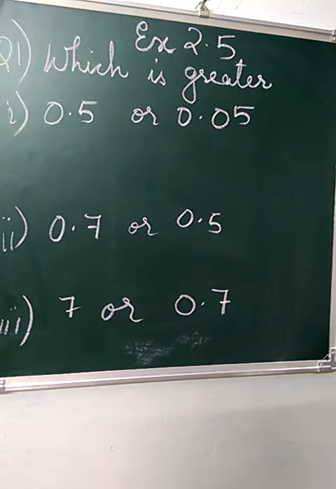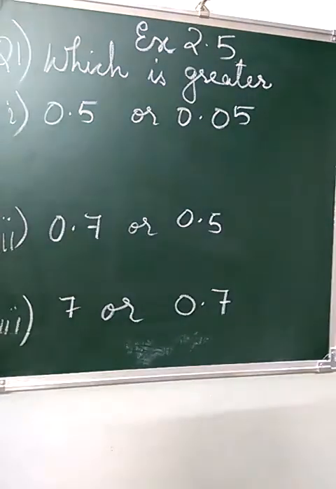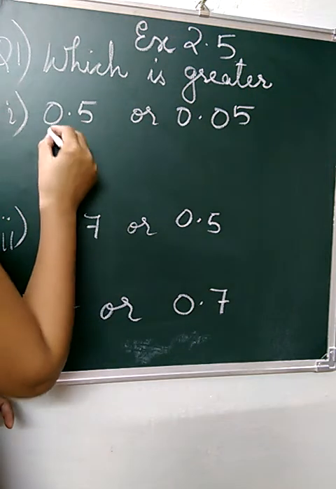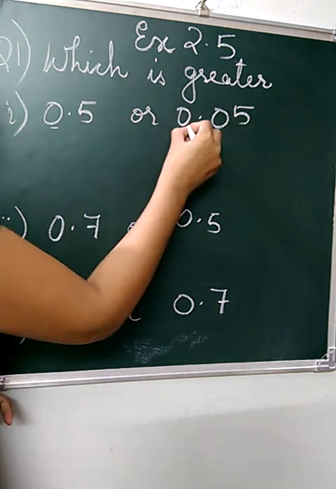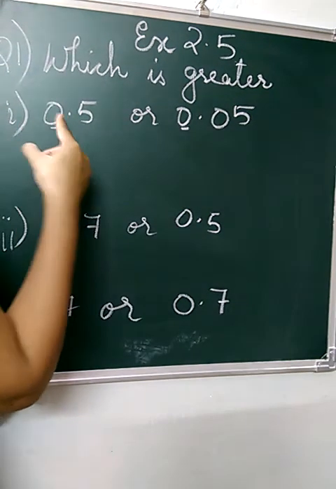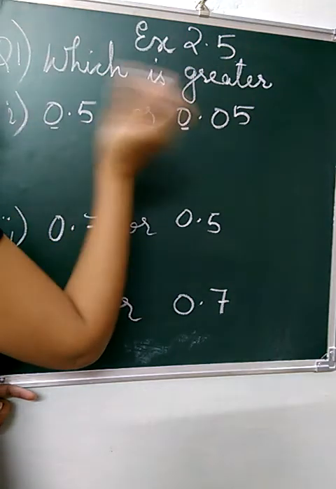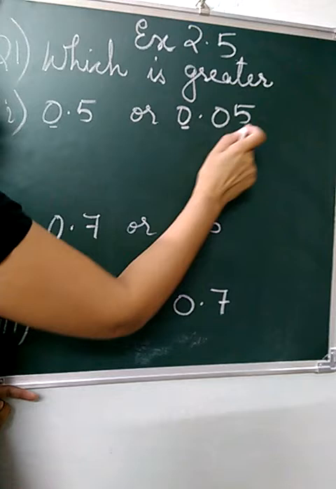Starting with the first question, exercise 2.5, which is greater? So, first we check the whole number. Whole number means the numbers which are before the decimal. 0, 0, they are same. Now we go to the numbers after the decimal. Here 1 digit, here 2 digits.